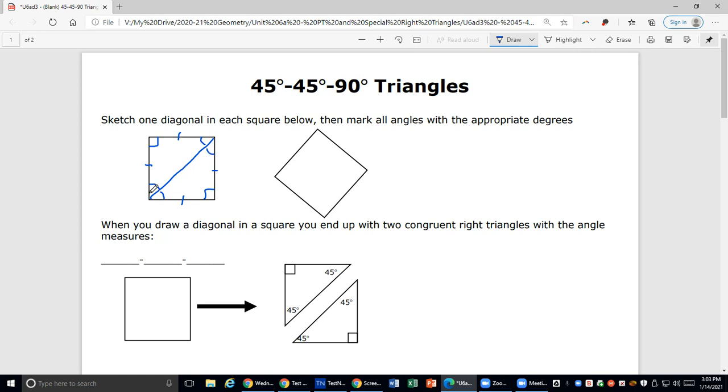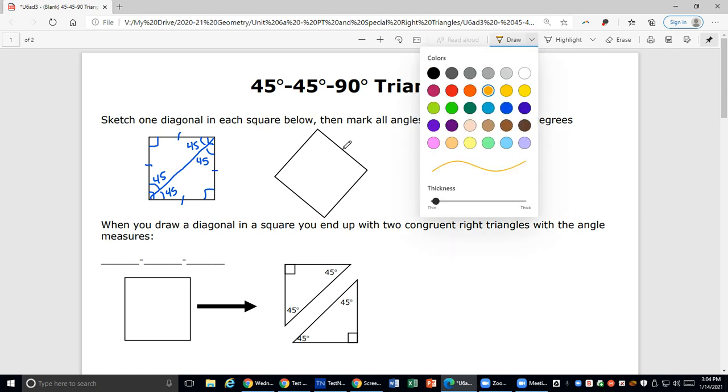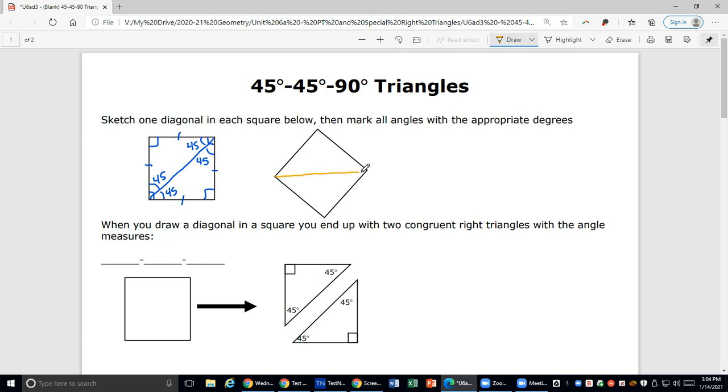So I know if that whole corner is 90, because it's a square, which is a rectangle, then each of these sides has to be 45 degrees. 45 degrees here, 45 here, 45 degrees here, and 45 degrees here. It does say to do one in each square below. So when I look at the second square, let's say I put my diagonal here. Same thing, I know I'm going to have 90 degrees, and then we'll be able to show or prove that each of these angles has to be 45 degrees.